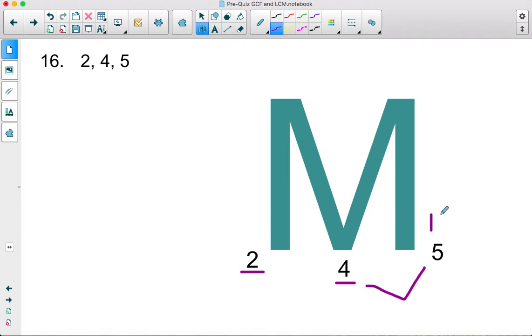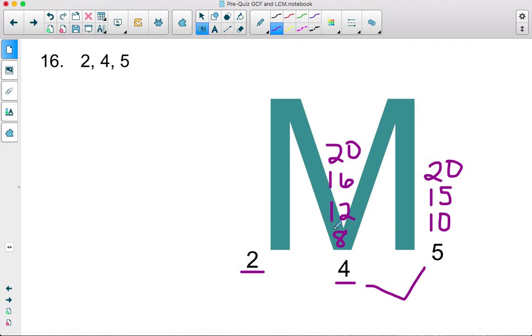I know that if I add 5, I go to 10. I know 4 does not go into 10. I know if I add 5, I get to 15. 4 does not go into 15. I do know that it goes into 20. That's the first time 4 and 5 will meet. So you'll see 8, you'll see 12, 16, and 20.